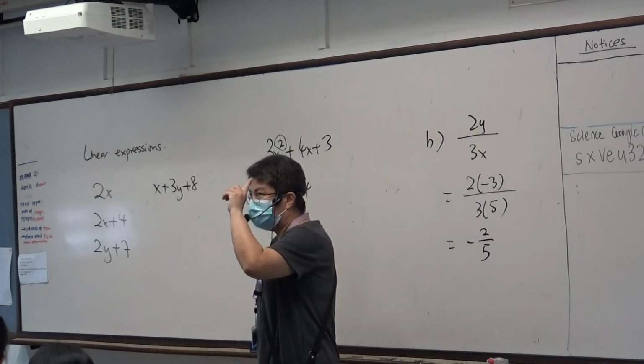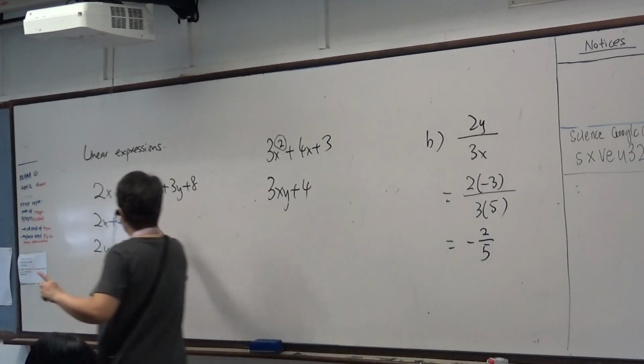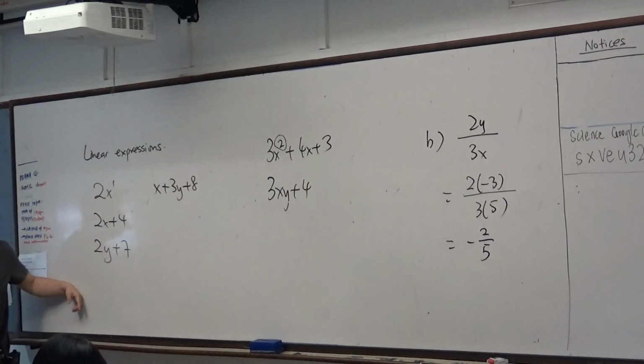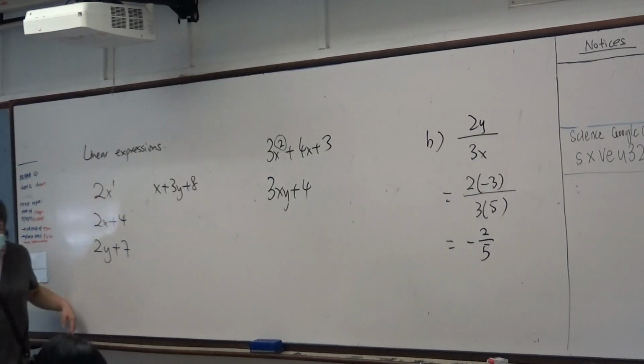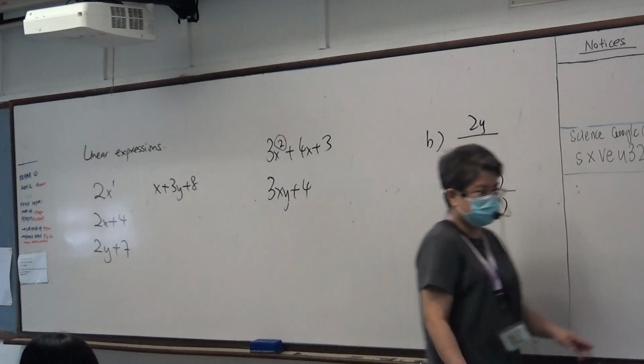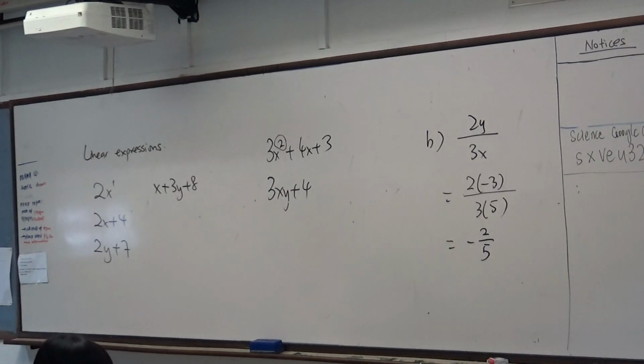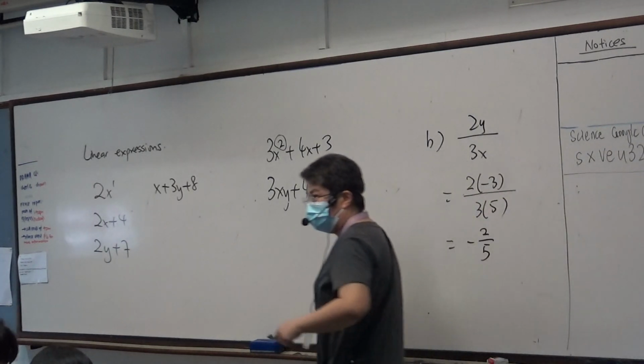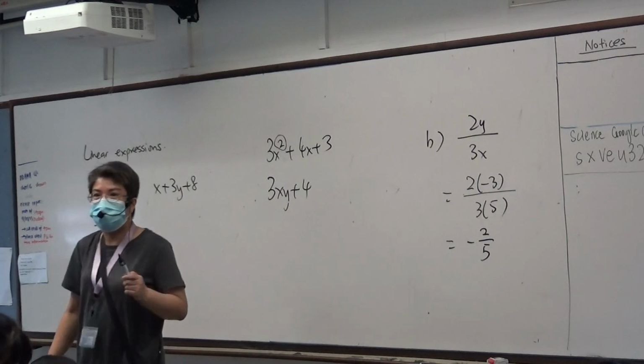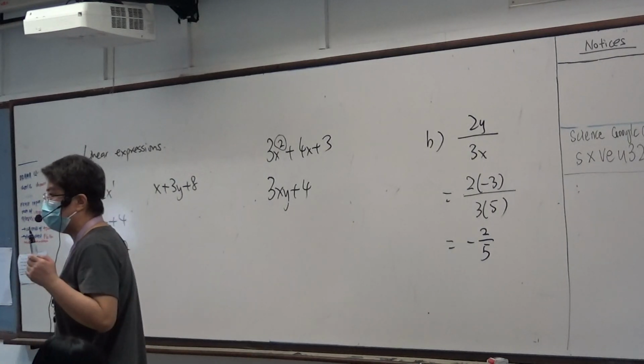The power is always what? 1. If you don't write anything, don't you agree the power is 1? It's an invisible 1. So these are called linear expressions, and it is found on page 98. Look at the last statement there in the box: 4x plus y minus 8 is a linear expression in 2 variables x and y. Now next I need to talk about like terms and unlike terms. You can only combine like terms in plus and minus.